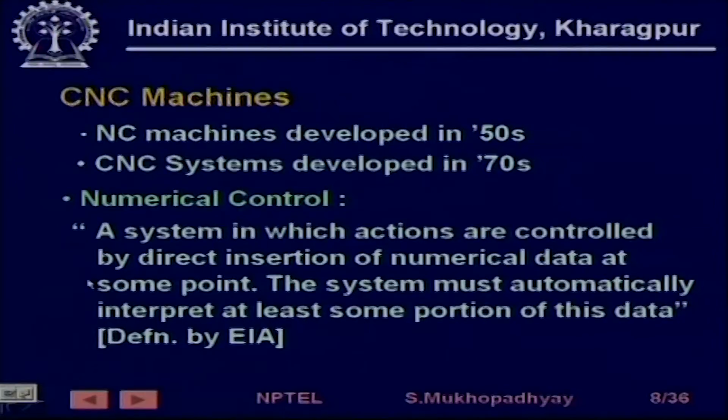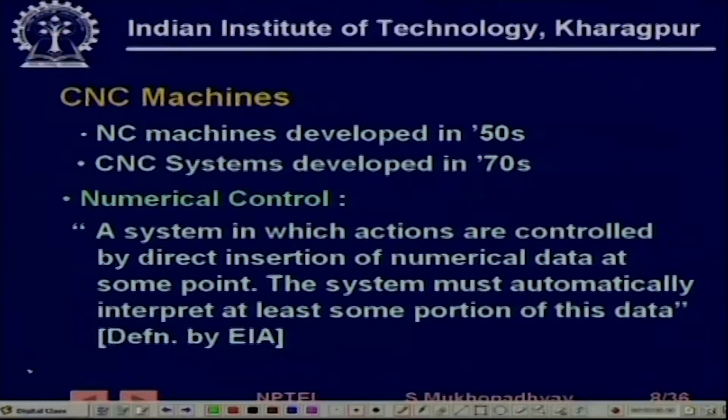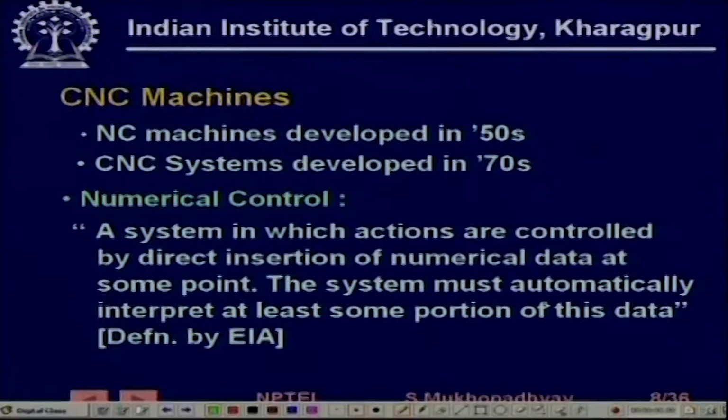So, it was soon realized that these systems can lead to very high quality engineering and also reduce unproductive time. Now, this term numerical control has been defined by the EIA as a system in which actions are controlled by direct insertion of numerical data at some point. At some point numerical data must be used to control the machine, and the system must automatically interpret at least some portion of this data.